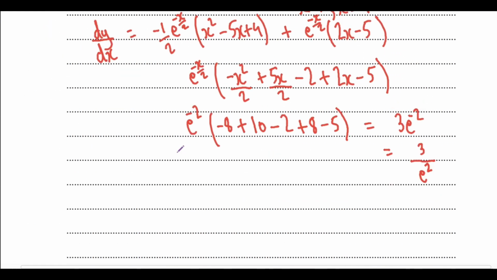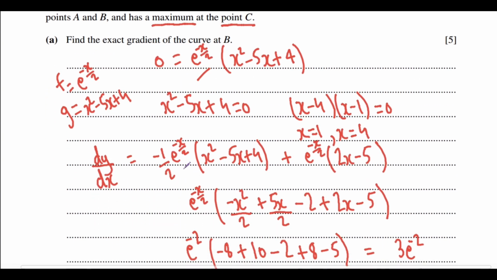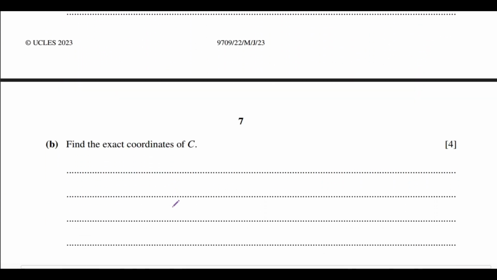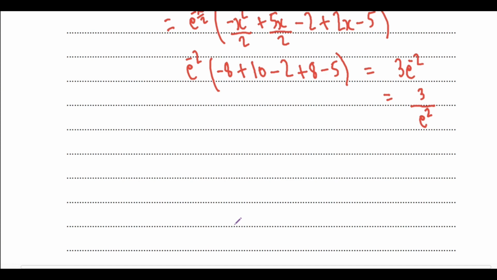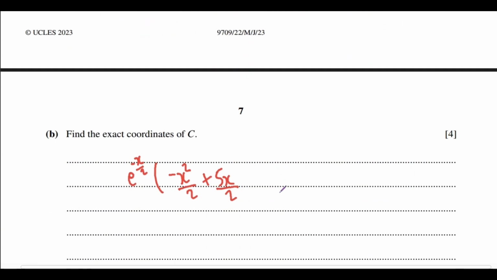So to find the exact coordinates of C, well, we just take the derivative again. We don't even have to, we already have the derivative. It's just equal to this, right? We already found the derivative. So we have e to the negative x over 2 times negative x squared over 2 plus 5x over 2 minus 2 plus 2x minus 5. And this is equal to 0 because we're finding a turning point.